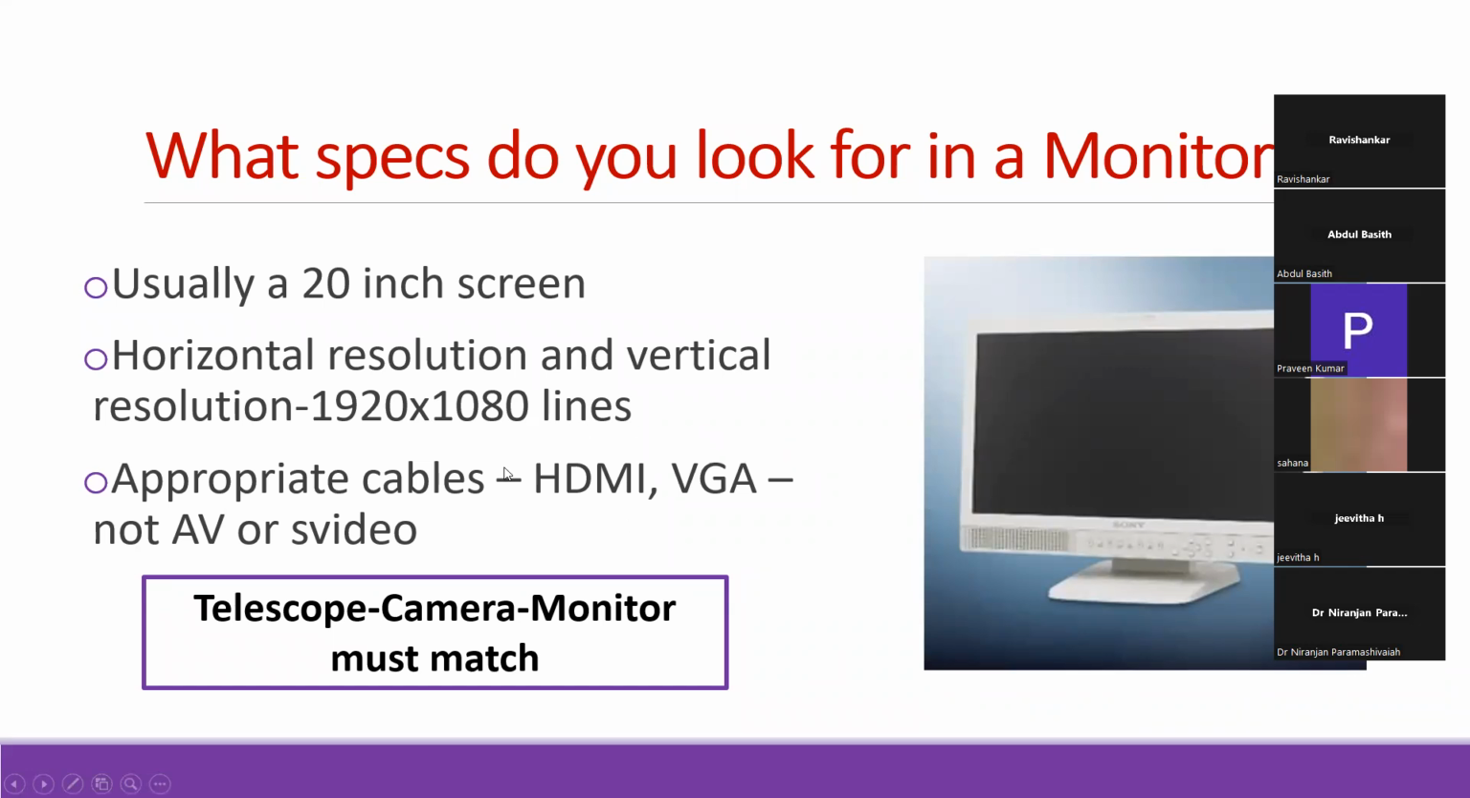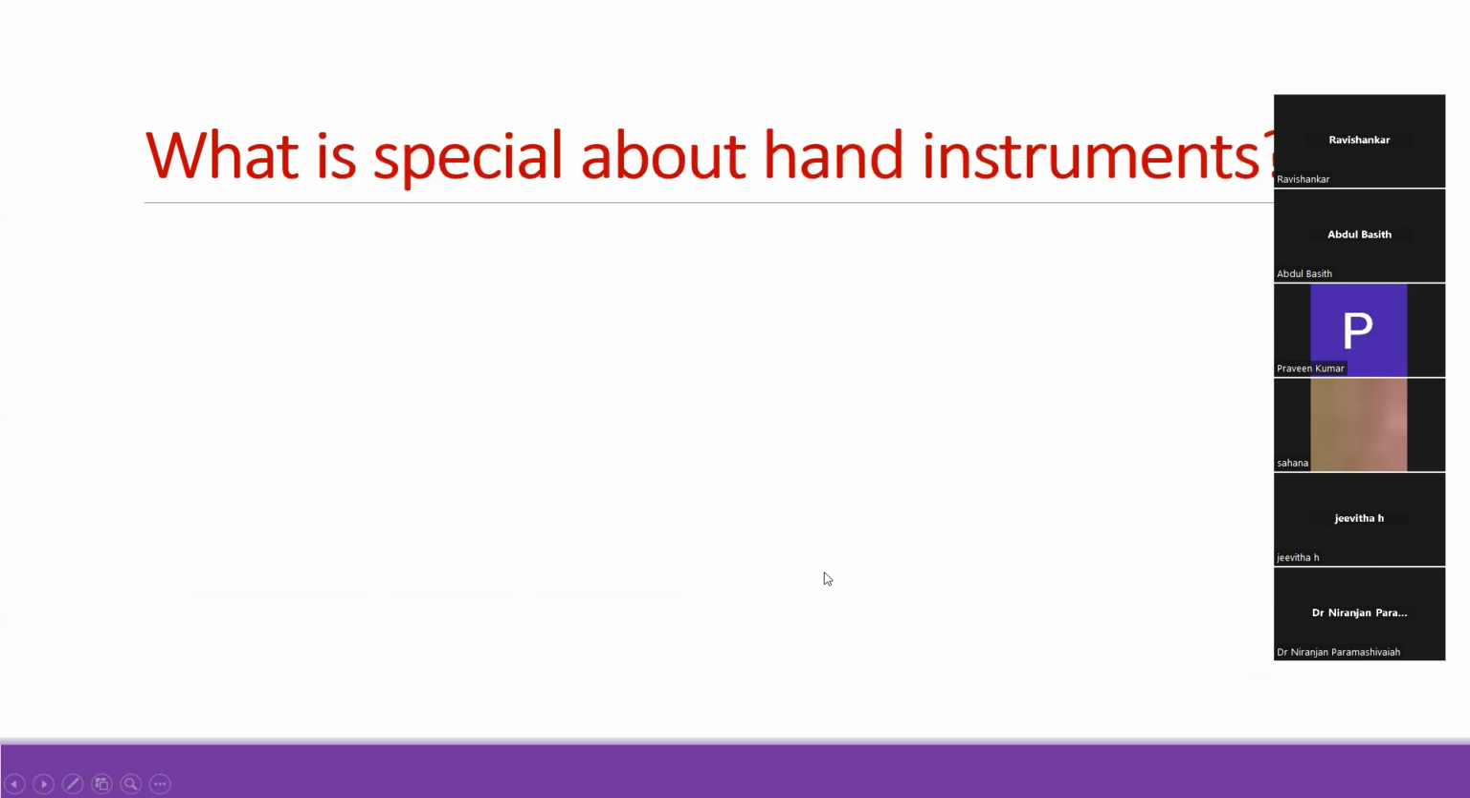And only then will your image be good. If any of these do not match, then if you don't have an HD telescope, having an expensive HD camera and an expensive HD monitor is useless. So please remember, as a surgeon, you have to have an eye on all these things.